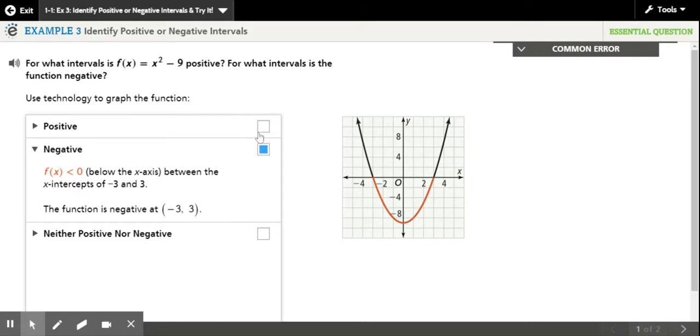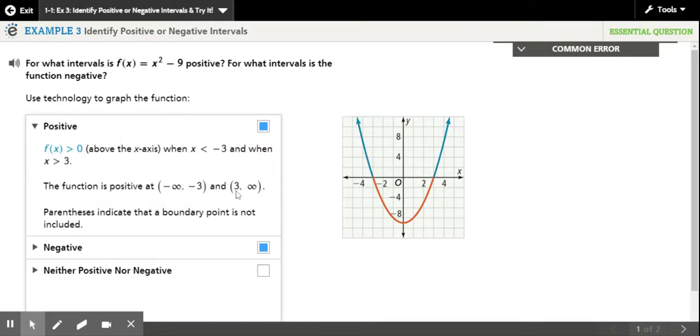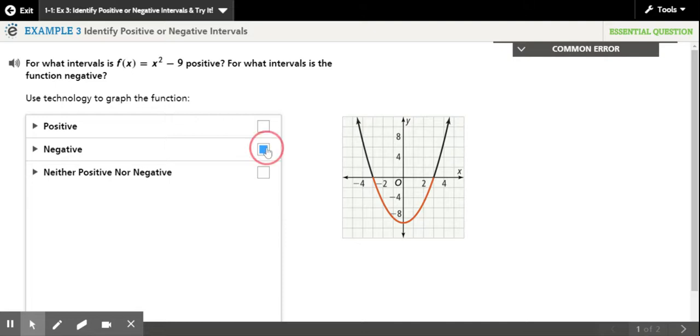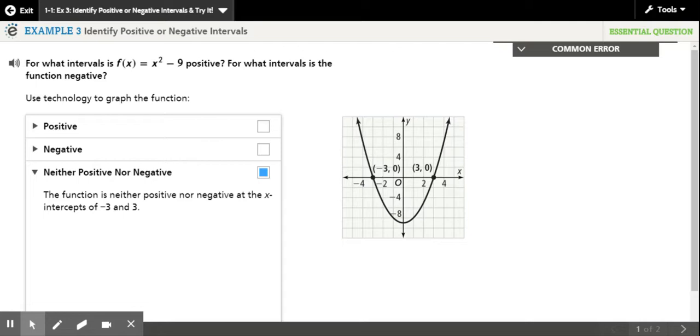Notice how for both of these, we're using parentheses and not the bracket, because we're not including negative 3 and 3, because very specifically at negative 3 and 3 for the x values, the y value is 0, and it's neither positive or negative.